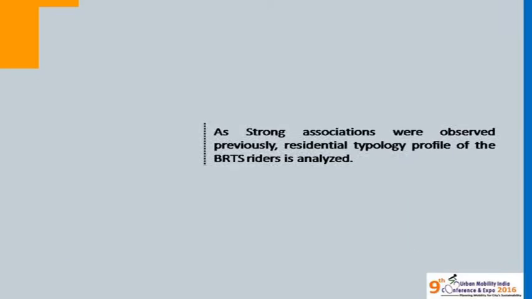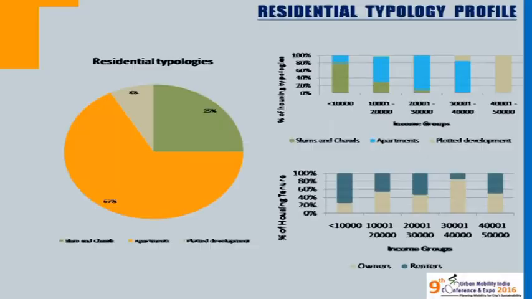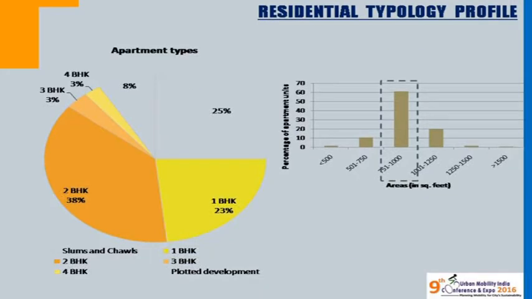As strong correlations were observed previously between the residential typology profile and the BRTS riders, we asked people during the surveys what kind of housing typologies they come from. A staggering 76% of the people who used the BRTS came from apartment type buildings. A lot of people came from 2 BHK and 1 BHK apartments, and when asked about their areas, they came from around 750 to 1,000 square meter areas.